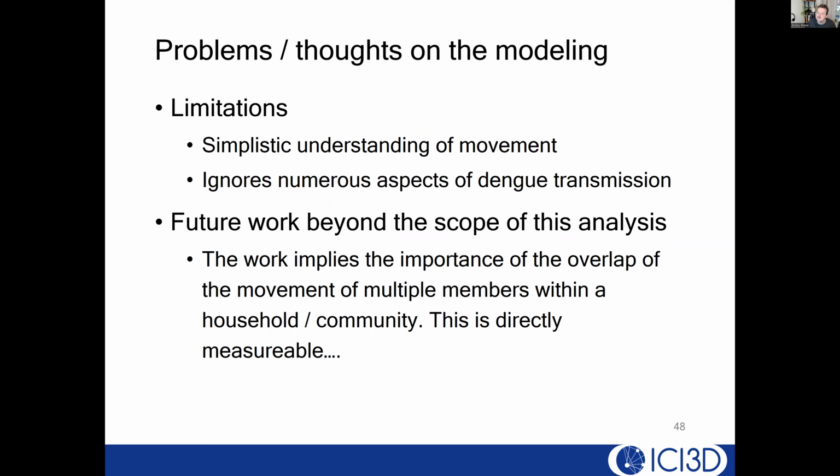I'm doing a pretty simplistic understanding of movement. Do I need to be more complicated? I don't know. I want to think about how much more I would gain by being more nuanced about what I'm doing. I don't have age in my model. I know that children are going to go to school. Adults are going to go to work. How is that going to change what's happening? Does it matter? Is it going to matter for me to understand anything about what I'm doing? Or have I simplified things so much that I'm not going to learn anything?